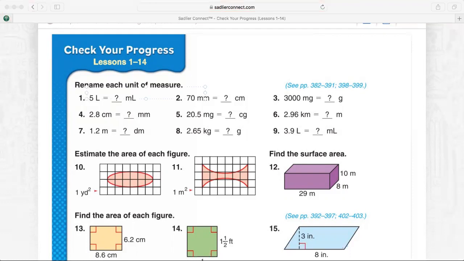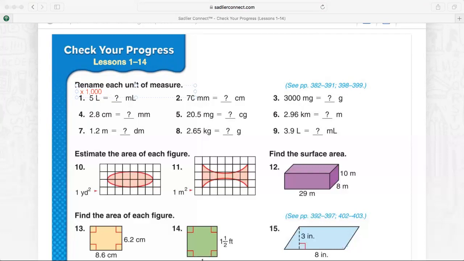Teacher, can you please say the page? Can you say the page number? 382. 382. Thank you, teacher. Yes.